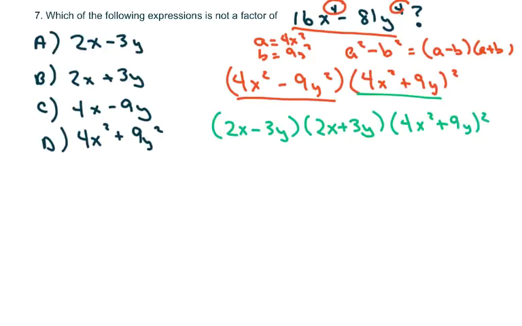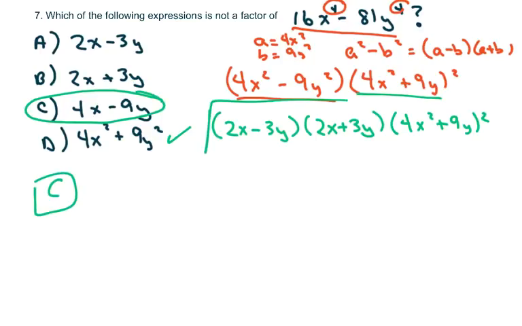So let's check it off. We have this, and we don't have this, so that's our answer. The answer is C. It's not a factor. These are our three factors.